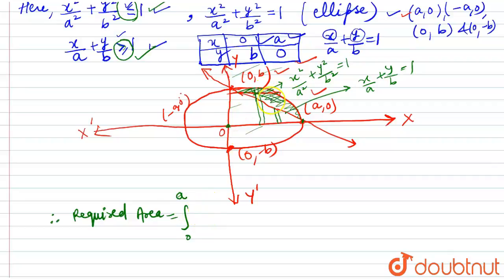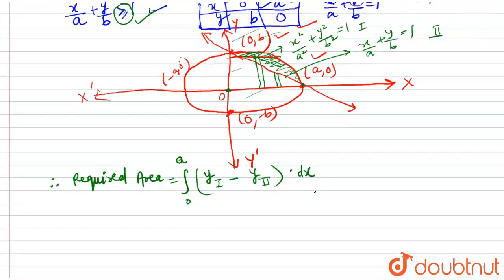So let's just say that the first curve is this first one and this is the second one. So we can say y1 minus y2 dx. Now student, let us see how we can find this y1 and y2. So for doing that, y1 was our ellipse.